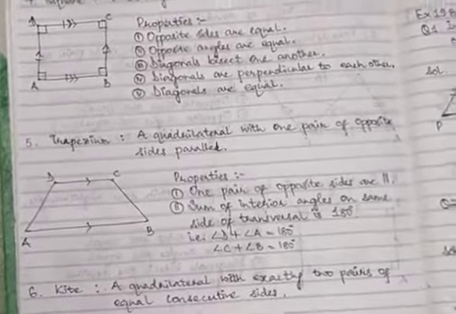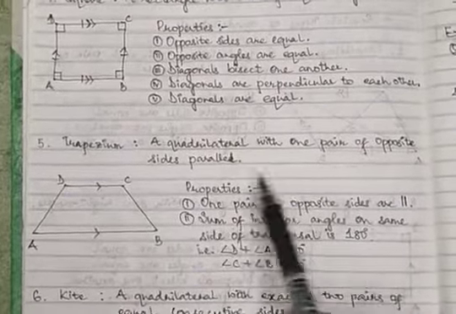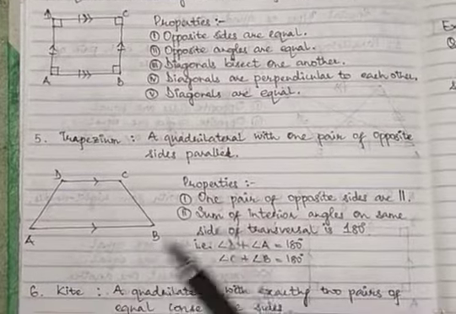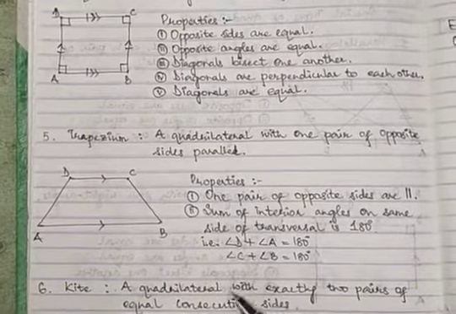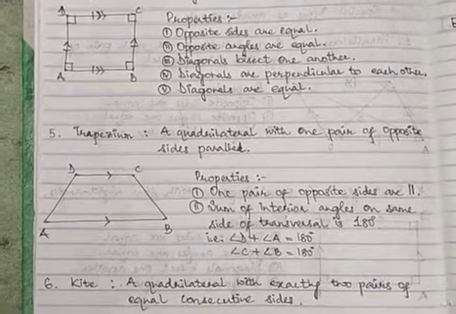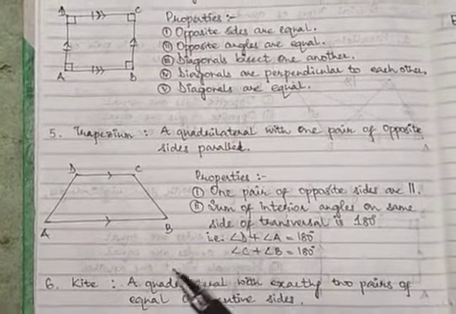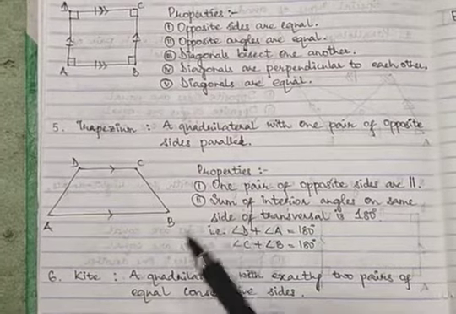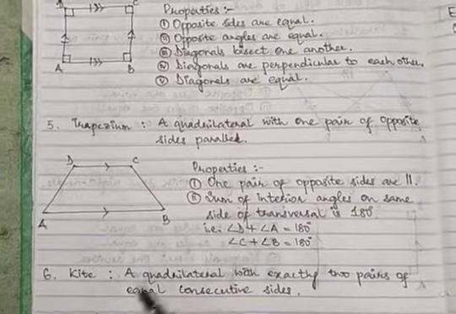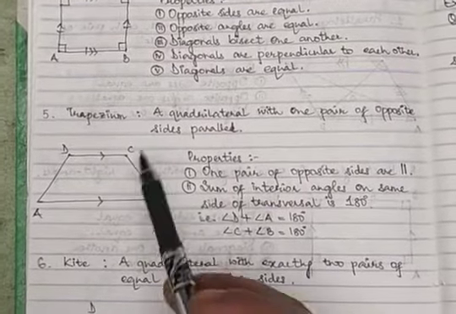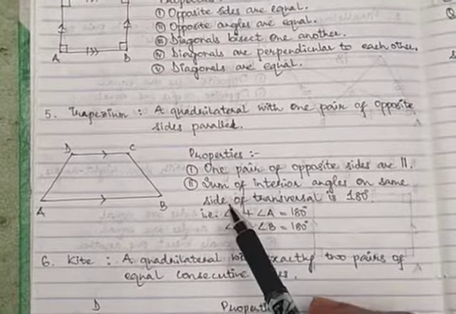Now the next one we have here is a trapezium. A trapezium is a quadrilateral with one pair of opposite sides parallel. As I've already said, any four-sided figure can be called a trapezium, so it can be in any form. What we are trying to figure out is we are trying to categorize the different possibilities of different four-sided figures. So one of the possibilities is trapezium, that means a quadrilateral with one pair of opposite sides parallel.